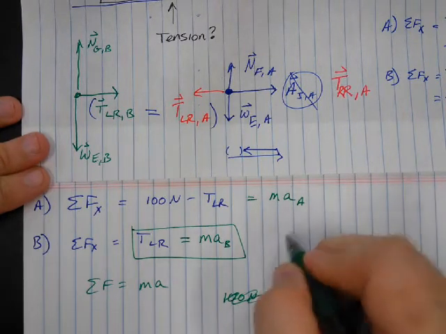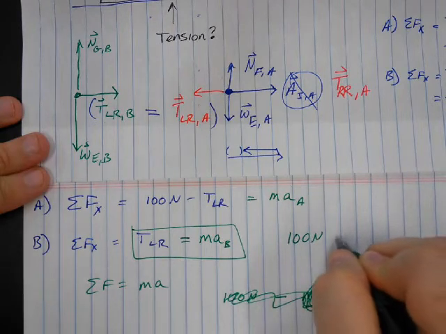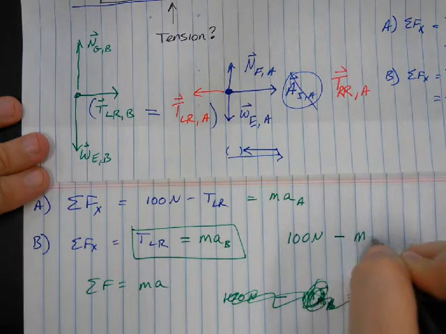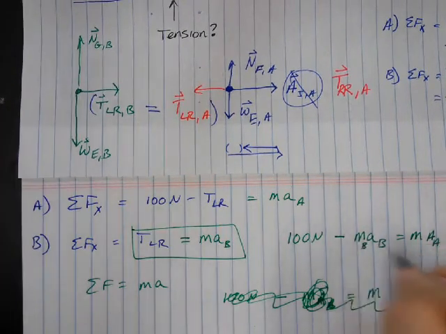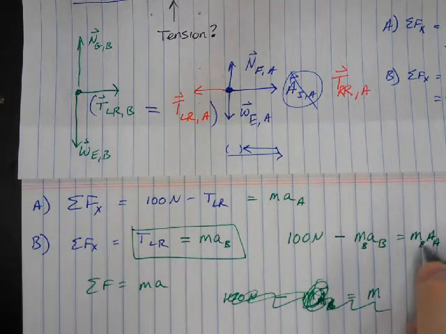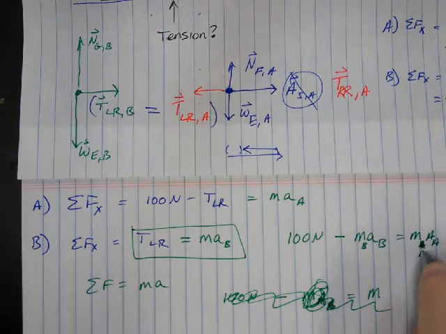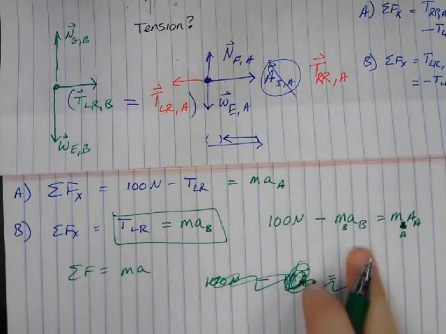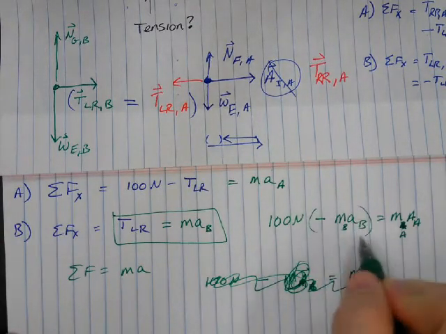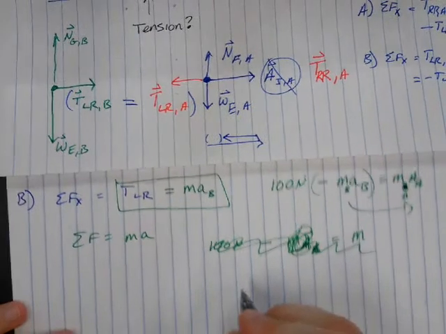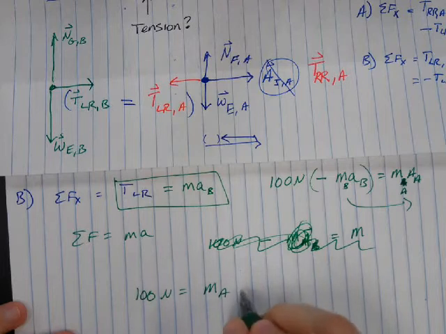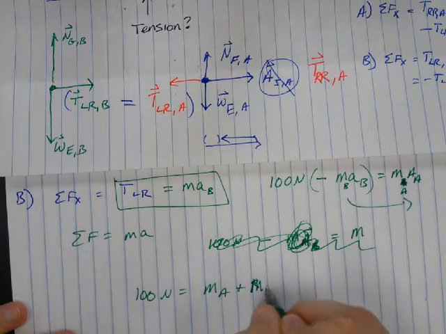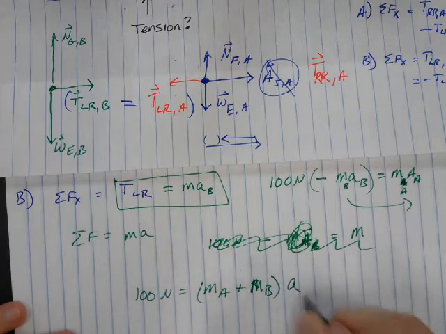Let me start again. 100 newtons minus the mass times the acceleration of B equals the mass times the acceleration of A. I should be careful. These are the masses of B and the accelerations. All right. So now we can move this over, and we'll have 100 newtons equals mass A plus mass B times the acceleration.